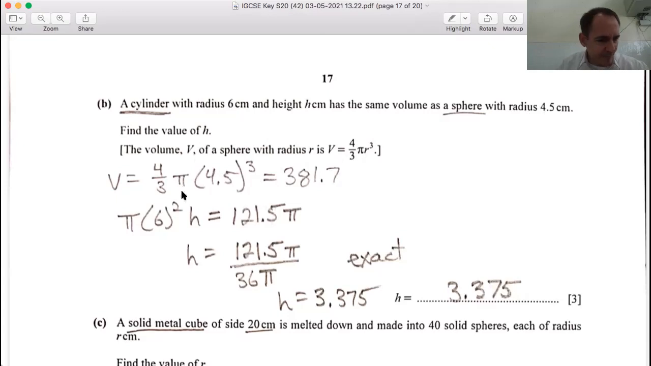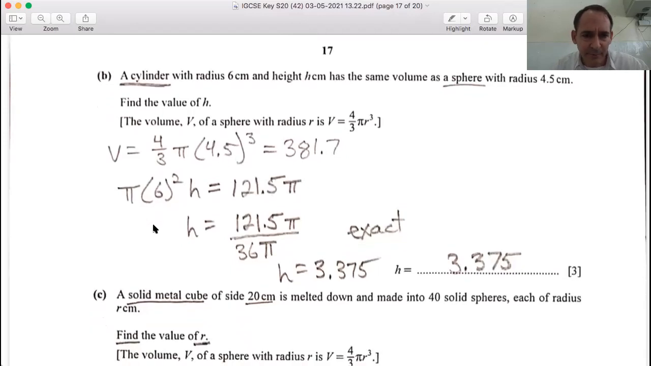Don't use, what is it? Is it 28 sevenths or whatever? Not 28 sevenths. I forget the fraction now that some people use for that pi value. Left my mind. I don't usually use that, but some people do. Use the pi key on your calculator. And so 4/3 pi times 4.5 cubed, you get 381.7. I think 22 sevenths was the fraction that some people use. Anyway, use the pi key.